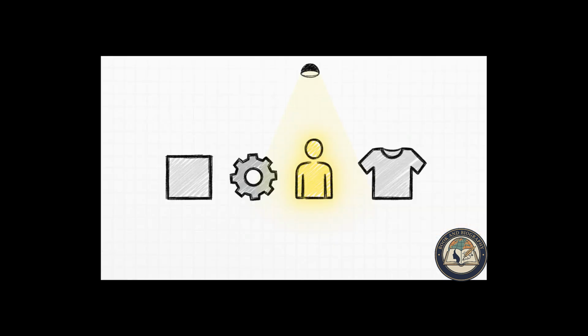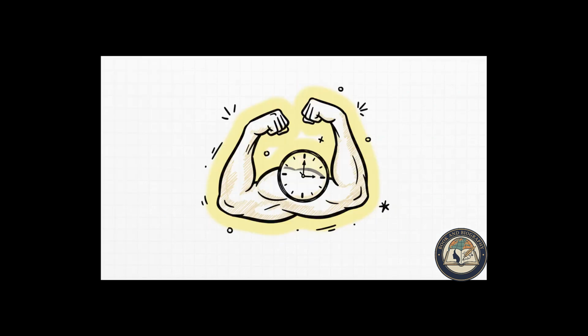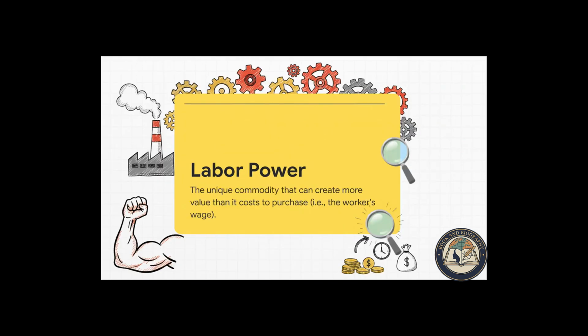The key to figuring out how you get from M to M prime, how that extra money gets created, is hidden in one single, very special commodity that's for sale in the open market. A commodity that can do something no other commodity can. And that commodity is labor power. Now, pay close attention to the words there. It's not labor itself. It's the worker's ability to work, their capacity to perform labor for a set amount of time. So, what's so magical about labor power? It's this.